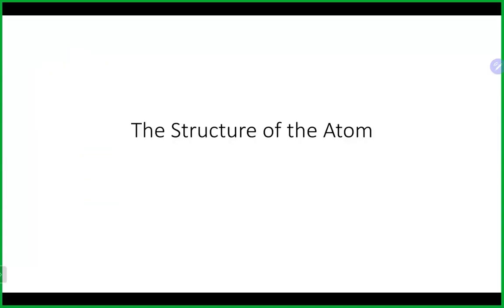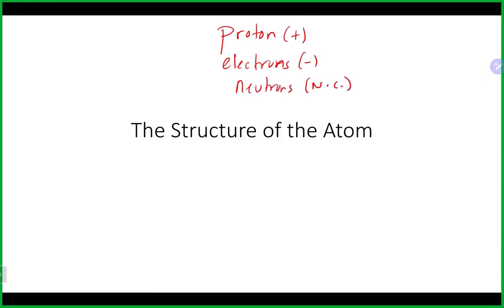Okay. So let's talk a little bit about the atom here and the structured atom. We're going to touch upon some ideas and concepts that really helped us understand what the atom looks like. As I mentioned previously, the atom is made up of three subatomic particles, which are protons, electrons, and neutrons. And neutrons have no charge.